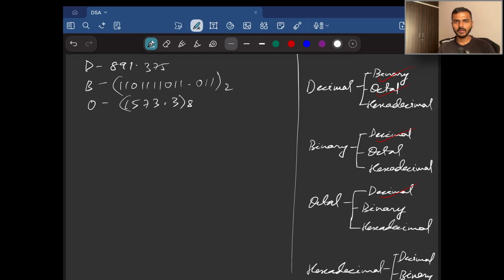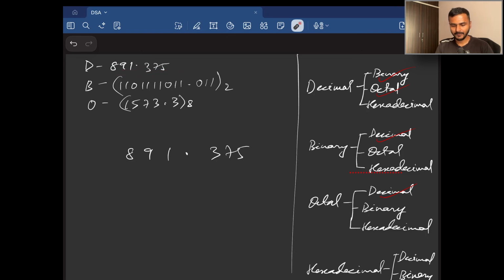Next, let's talk about decimal to hexadecimal conversion. We will take the same number, that is 891.375. Before we convert this to hexadecimal, let's recap. For decimal to binary, what did we do? We split the real number that we have into two parts. So we had 891 and 0.375 separately. We solved for 891, we solved for 0.375, and then we combined the result.